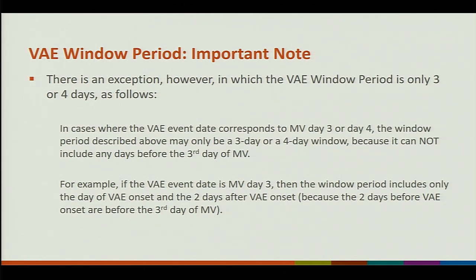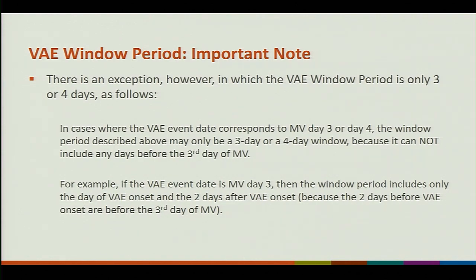However, with every rule, there's always an exception. When events occur early in the mechanical ventilation episode, such as on mechanical ventilation day 3 or day 4, the VAE window period may only be 3 or 4 days in length because it cannot include any days before the 3rd day of mechanical ventilation. For example, if the VAE event date is on mechanical ventilation day 3, then the window period includes only the date of event and the 2 days after VAE onset.